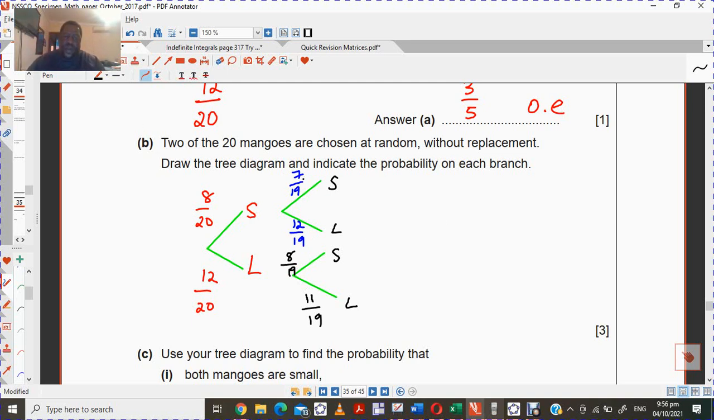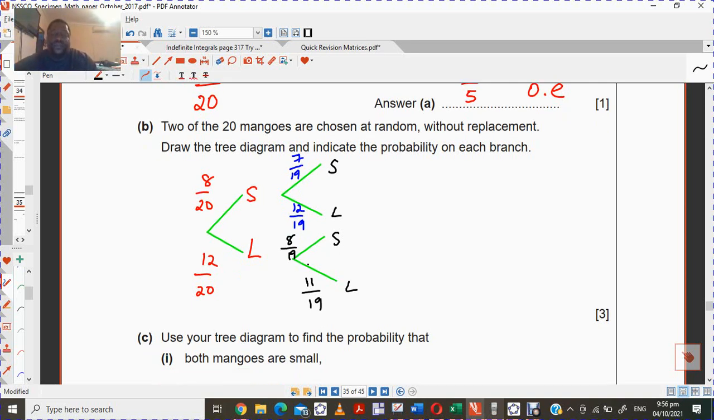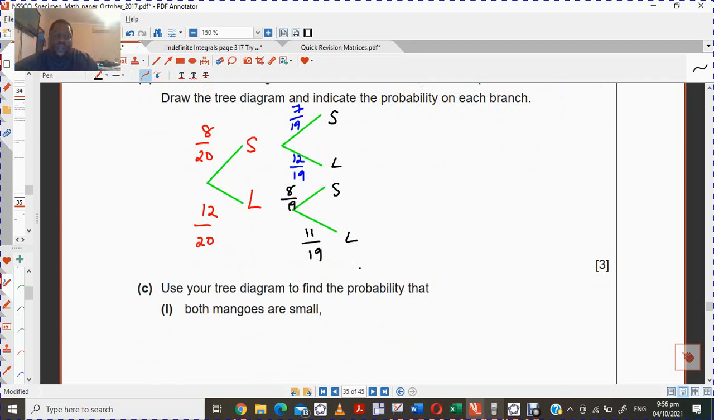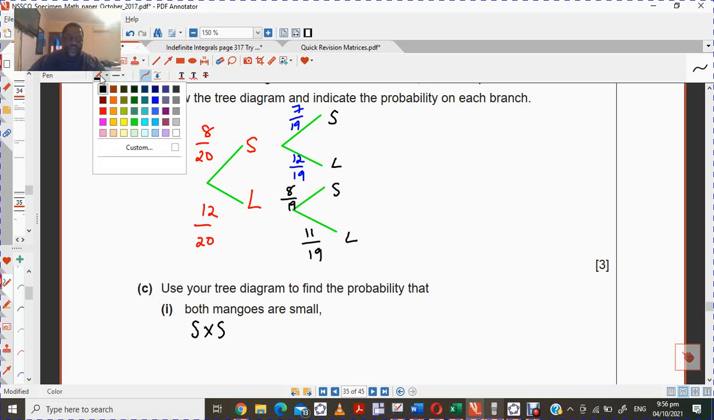If I take out a small one, the small ones become 7 over 19, and the large ones are 12 out of 19. If I take out a large one, the large ones become 11 out of 19, and the small ones still stay 8 out of 19. Now using that, we are supposed to find the probability that both are small. So the probability that you have small and small is going to be 8 over 20.